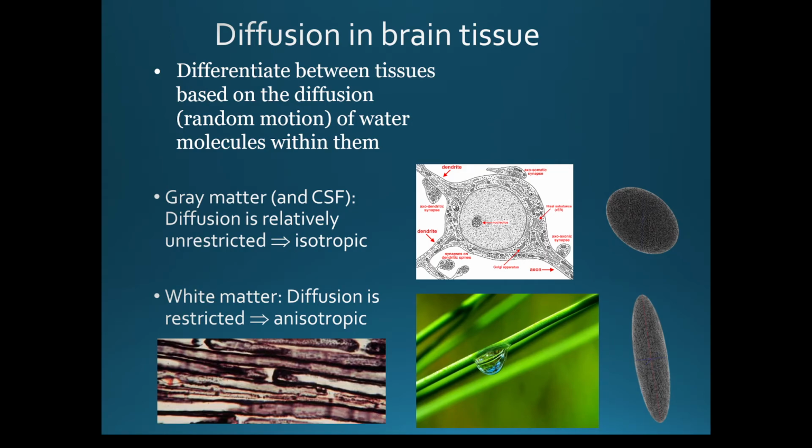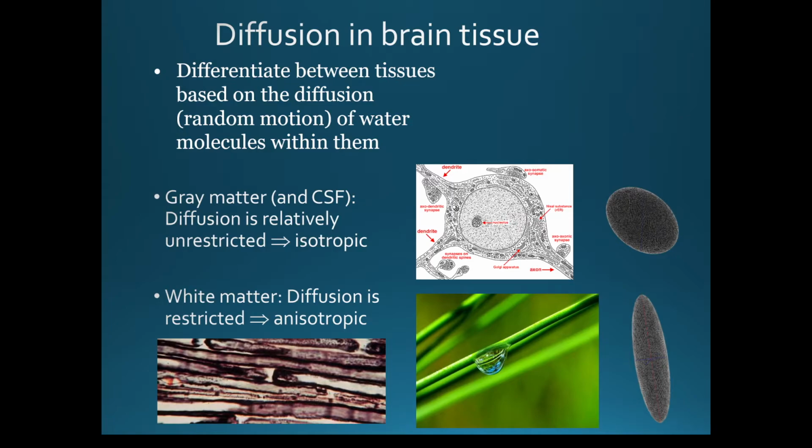And so years after Brown, Einstein, and Maxwell had described this motion and the mathematics of it, the mathematics of Brownian motion or diffusion was used to help researchers follow water movement in the brain. And so we can differentiate between tissues based on how that random motion of water occurs. In gray matter and cerebrospinal fluid, there's relatively less tissue substance that is going to impede the diffusion of the water. And so we get movement that's relatively unrestricted, what we call isotropic.